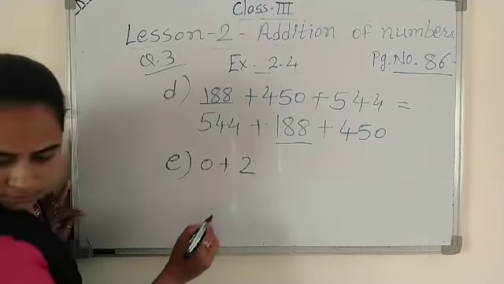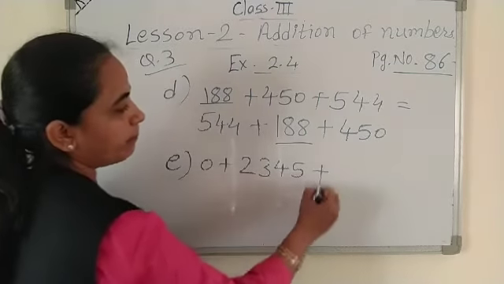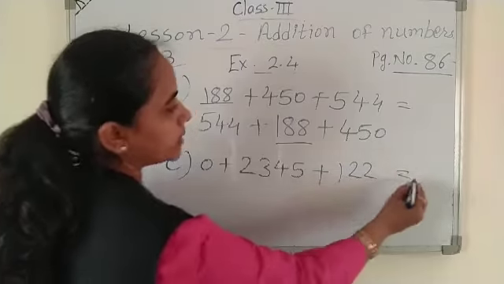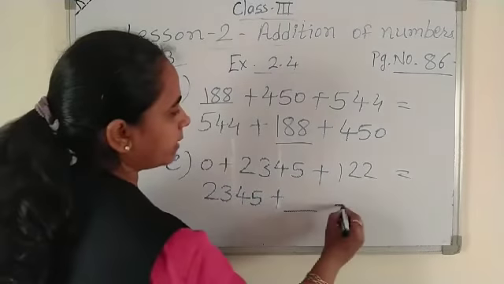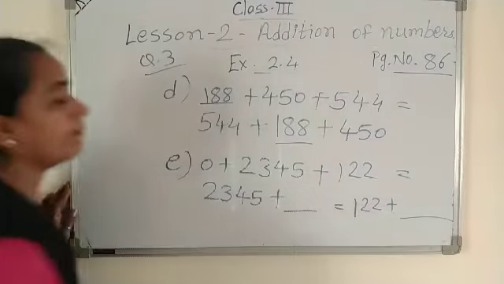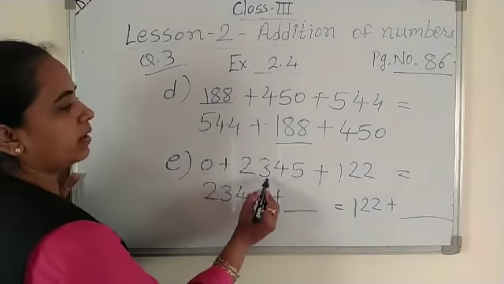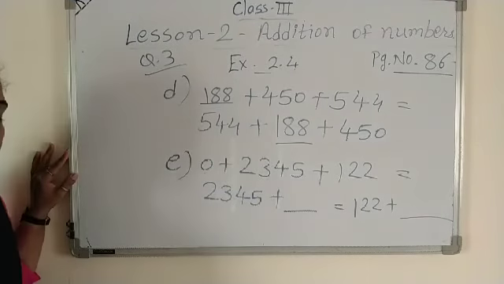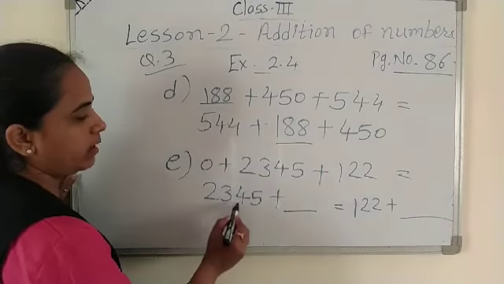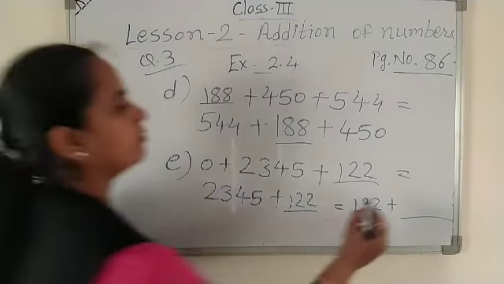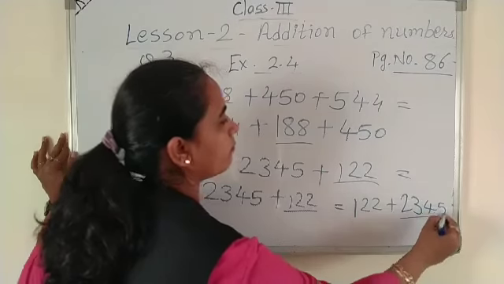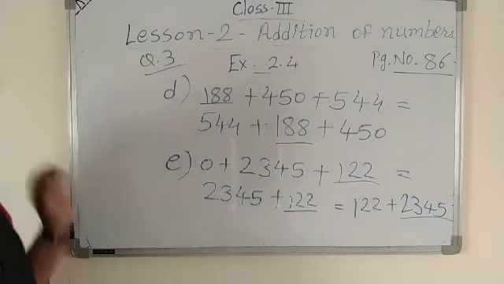0 plus 2345 plus 122 is equal to 2345 plus blank is equal to 122 plus blank. Okay? So, यहाँ पे ये पहले 0 plus 2345 plus 122 दिया है. तो 0 add करने से कोई नहीं change होता है answer. Okay? तो is equal to 2345 दिया है. तो which number is missing? 122 here. And here given 122. तो which number missing? This one. So you have to write here 2345. Okay, this is exercise 2.4.